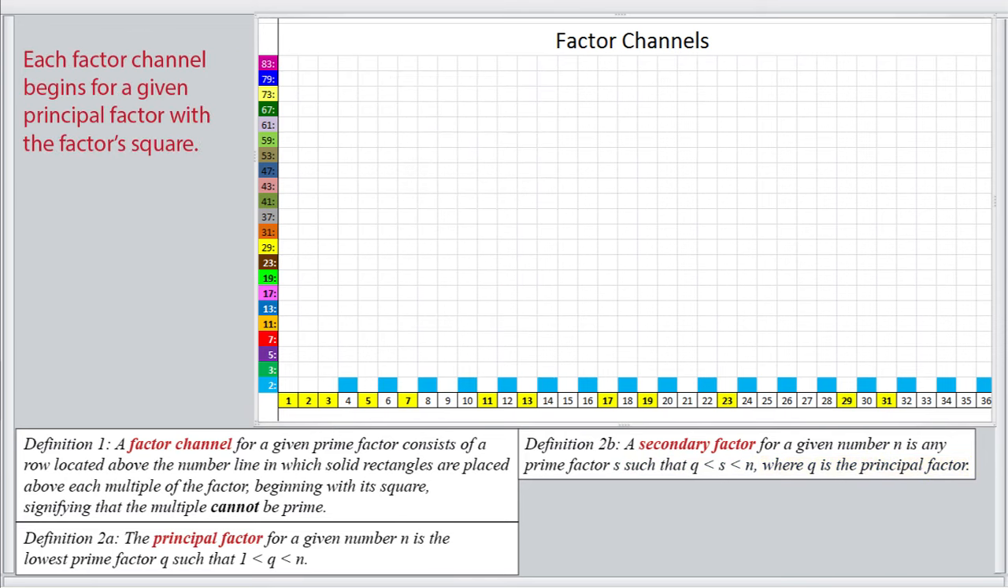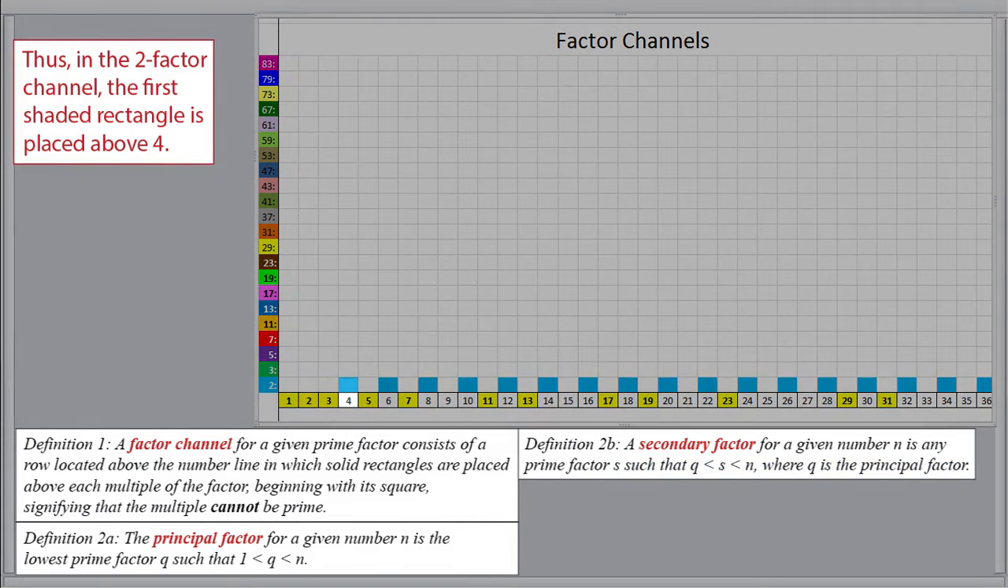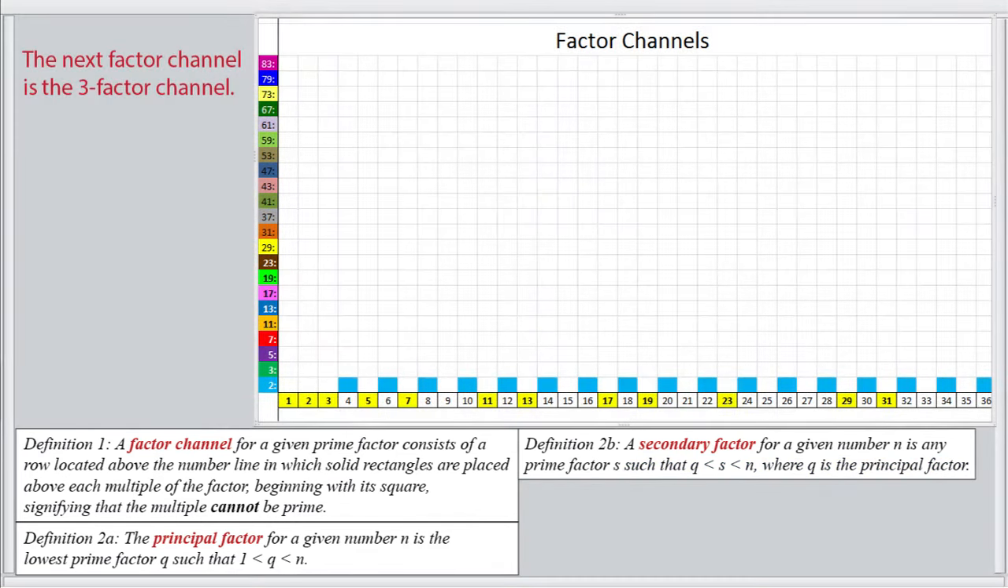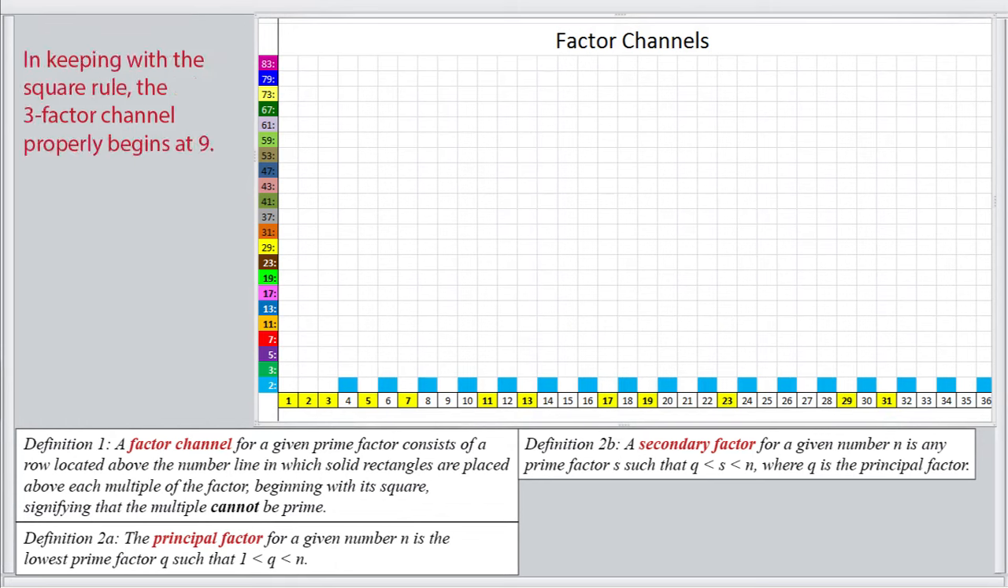Each factor channel begins for a given principal factor with the factor's square. Thus in the 2-factor channel, the first shaded rectangle is placed above 4. The next factor channel is the 3-factor channel. In keeping with the square rule, the 3-factor channel properly begins at 9.